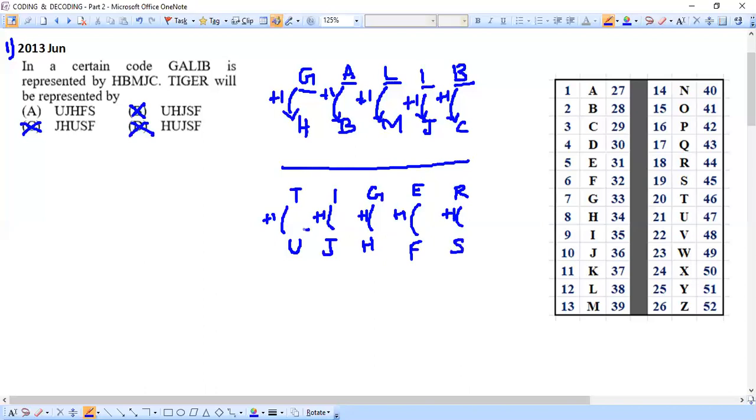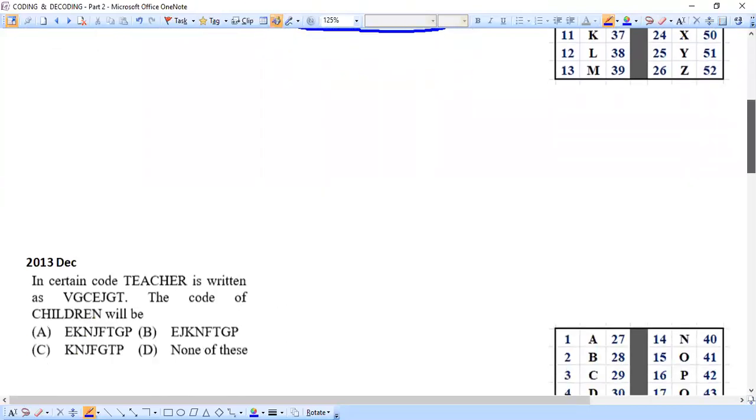So that means our answer is UJHFS. And this confirms that option A is our correct answer. That's it. So our first question, we got it very, very simple. I think the way of getting the answer is also very easy for you to understand. We can quickly move on to the second question.